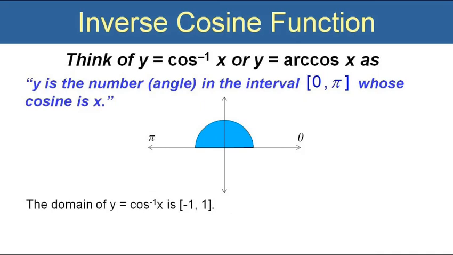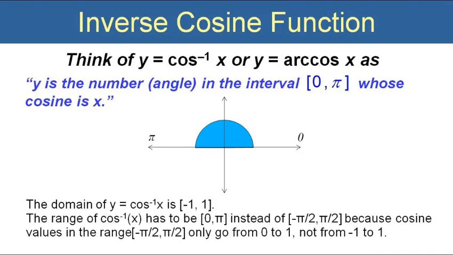Okay, the domain for inverse cosine is the same as the domain for inverse sine. It's still -1 to +1 because all of our cosine values are still between -1 and +1. But the range has to be changed, like I said, from 0 to π instead of -π/2 to +π/2, because on the right half cosines are all positive, but in the top half we get half positive and half negative.